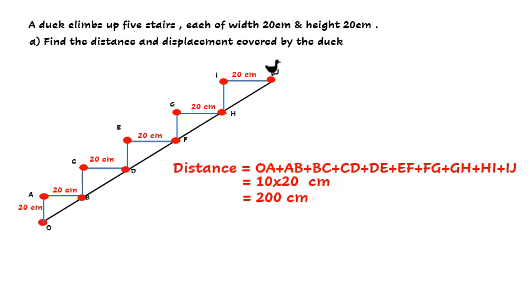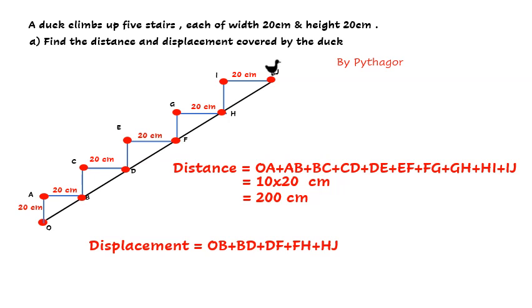The displacement, which is the shortest distance between the initial and final position, is equal to OJ, and that's equal to OB plus BD plus DF plus FH plus HJ. Each stair can be considered as right angle triangle, and their hypotenuse adds up to give you the displacement. We can now apply the Pythagoras theorem to find out the value of the hypotenuse.